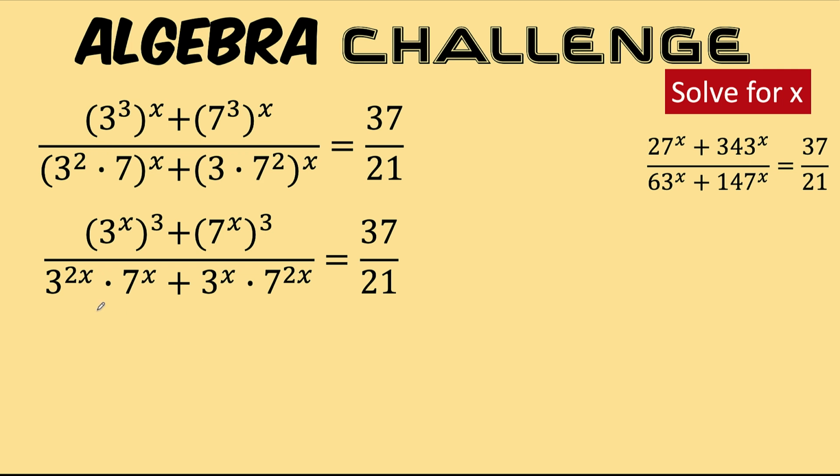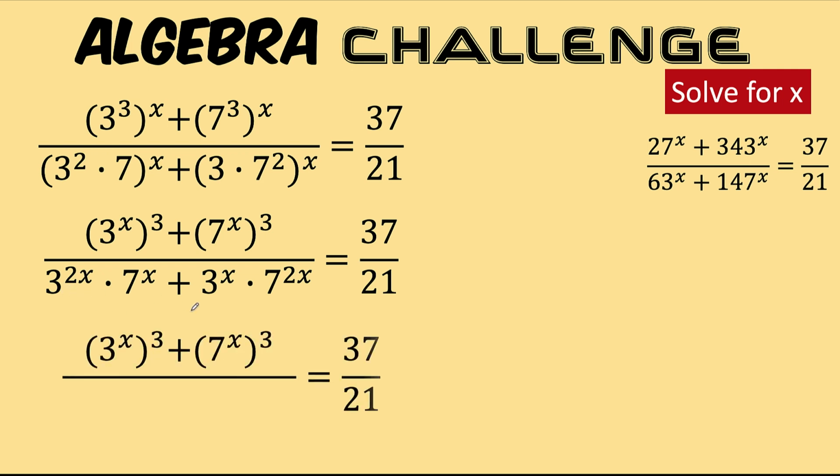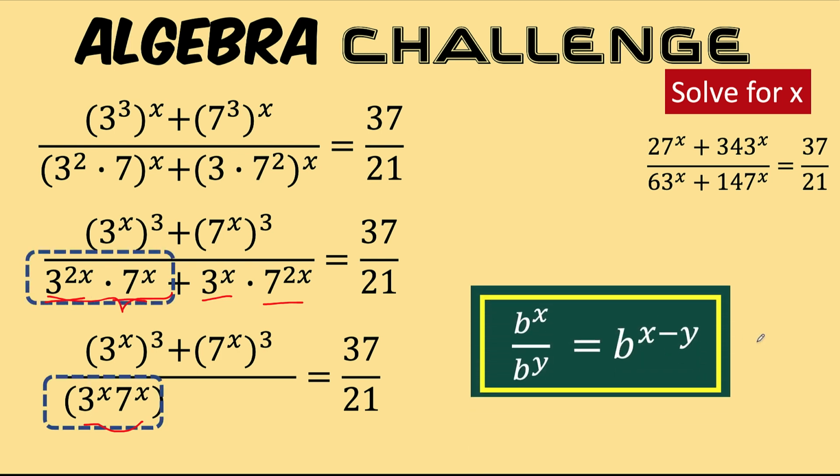Now notice that there is a common factor in the denominator. So let's copy all the rest except the denominator, and let's factor out the common factor here. The common factor between 3 raised to 2x and 3 raised to x is 3 raised to x. The common factor between 7 raised to x and 7 raised to 2x is 7 raised to x. Then this first term divided by 3 raised to x times 7 raised to x will cancel out the 7 raised to x. 3 raised to 2x divided by 3 raised to x would be computed using law of exponents number 2. So we'll just copy the common base 3 and subtract the exponents, 2x minus x, to get this x.